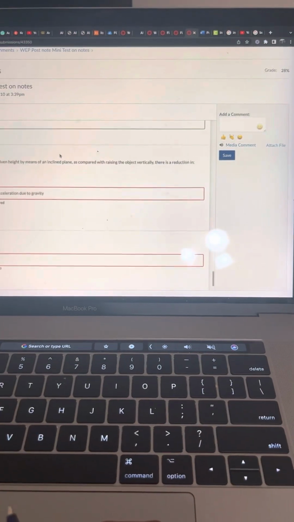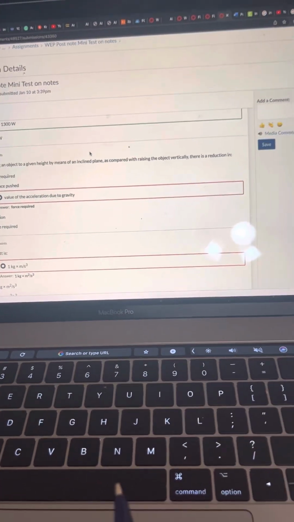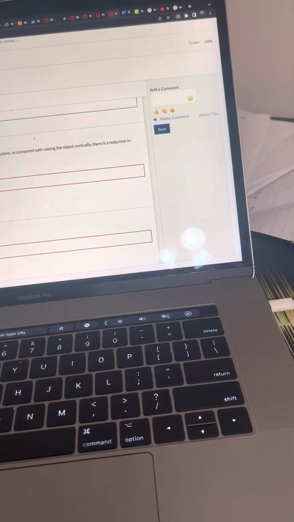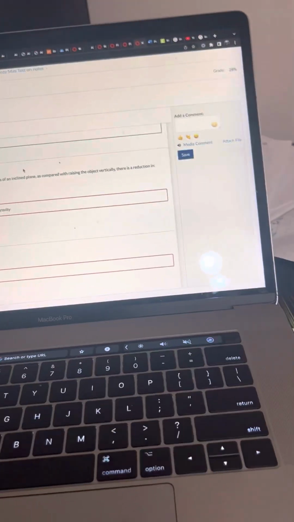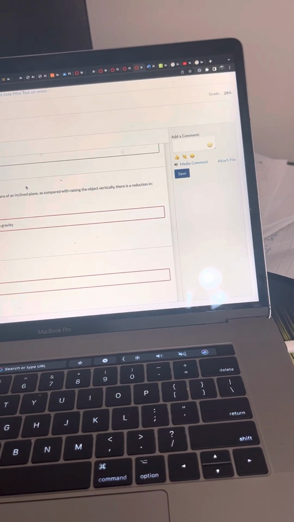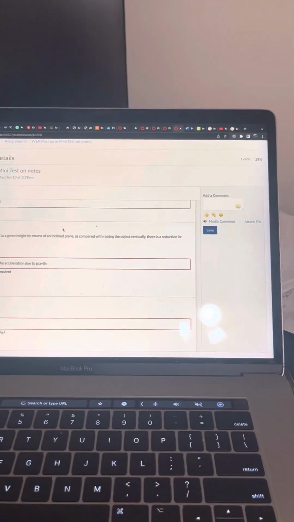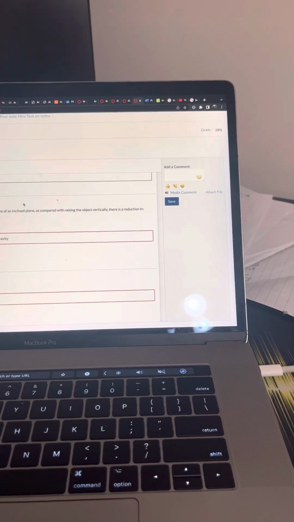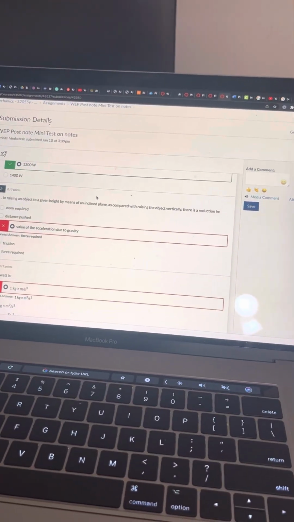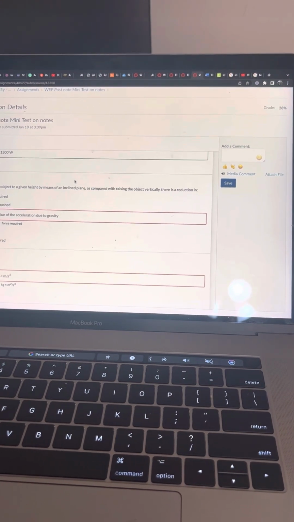Okay, so let's go back to our last two problems. So in raising an object to a given height by means of an inclined plane as compared with raising the object vertically, there's a reduction in... so I put force required. I put value of the acceleration due to gravity. However, gravity stays constant and does not change. I thought about the y aspect of gravity. However, I did not include the x aspect of gravity, the horizontal aspect of gravity, in my answer. That's why I put that.